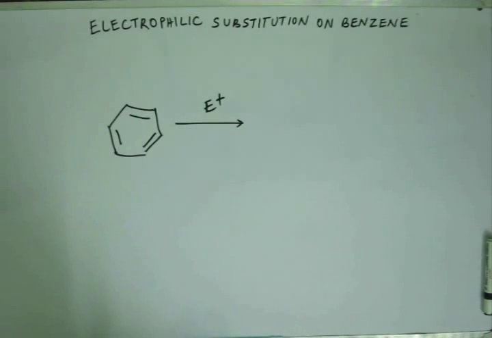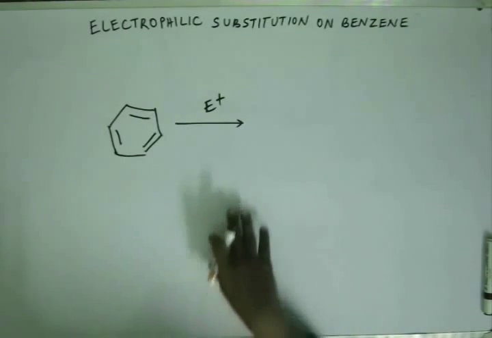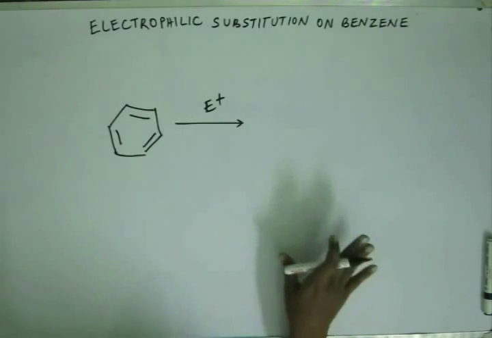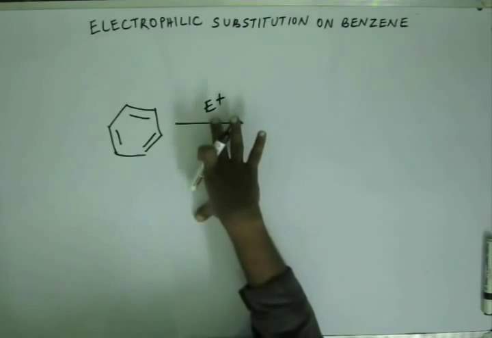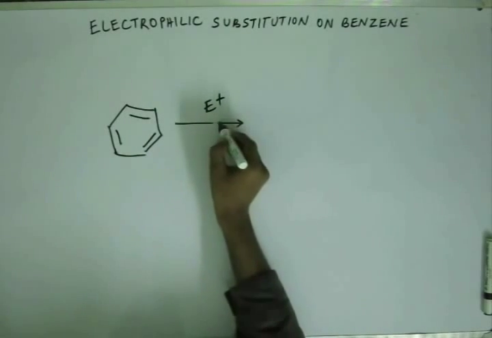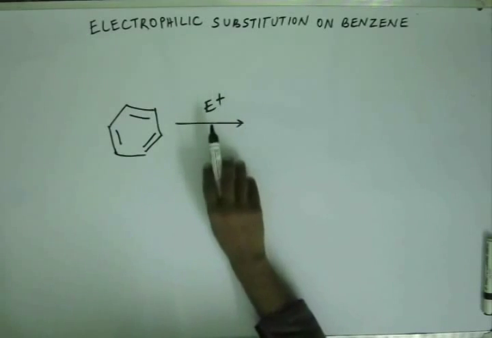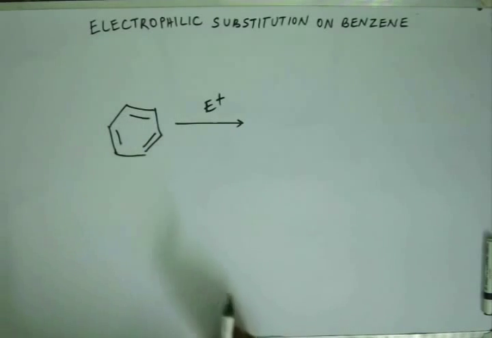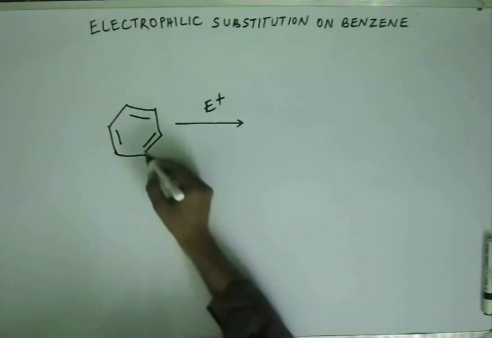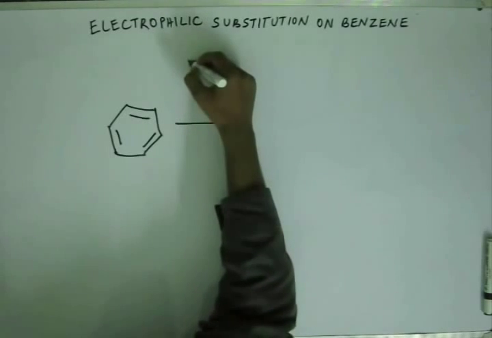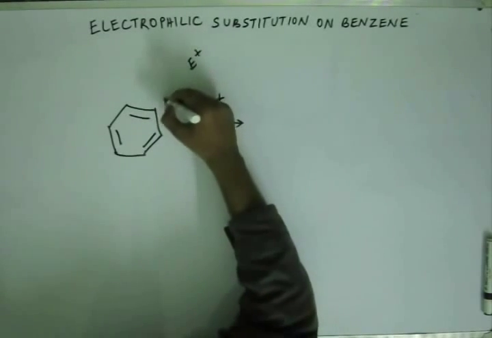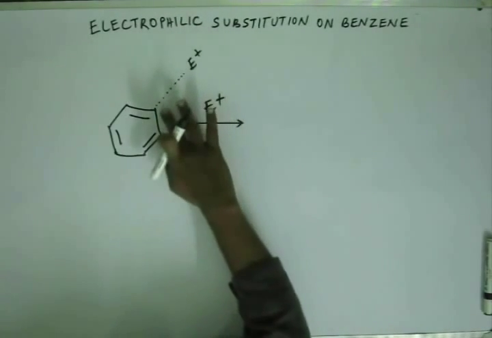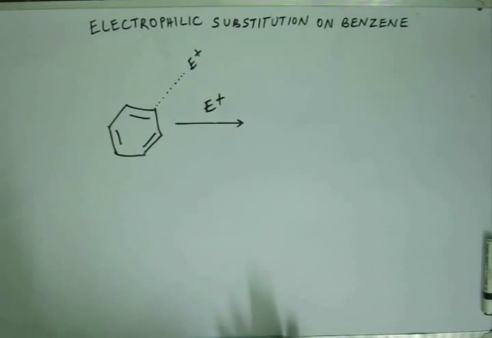Suppose I have benzene in the system, and I have electrophile E+ in that system. Somehow I have created this electrophile, we'll see how we'll be creating it, but for the time being both of them exist inside the system. Now this is electron deficient, deficient of 2 electrons, and this is electron rich. This electrophile will approach benzene from any of the sides. Suppose this electrophile approaches benzene on this carbon.